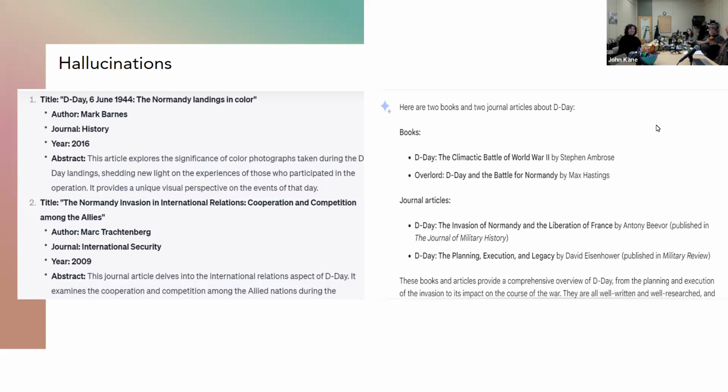abstract. And Mark Trachtenberg, that's a fancy scholar. Journal International Security. Like I tell my students, the more boring the journal title, the more authentic it is, right? International security. All right, that looks great.